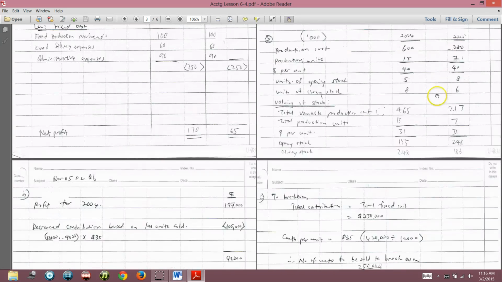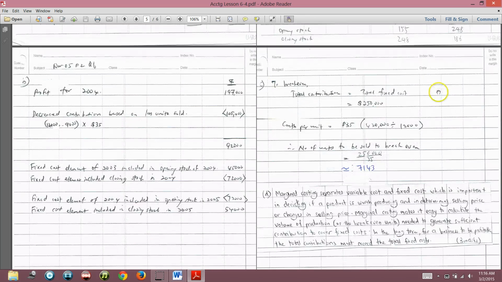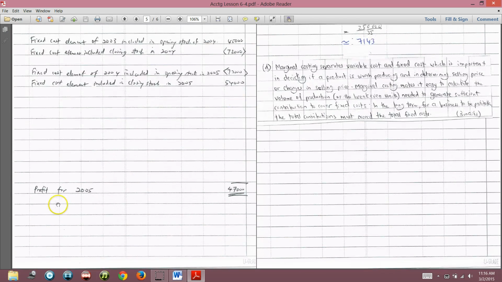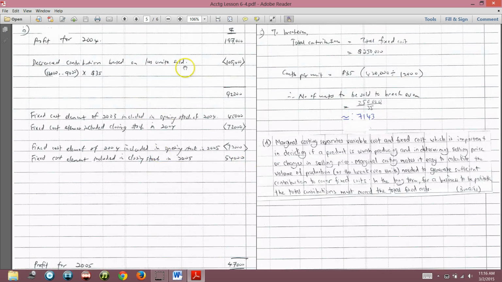Okay, so now I lay down my question. I put here a dollar sign. Profit for 2004 is 197,000. I leave a lot of space. Then at the end of the page, profit for 2005, 47,000. And in between, I want to put all my explanation to reconcile 197,000 with 47,000.